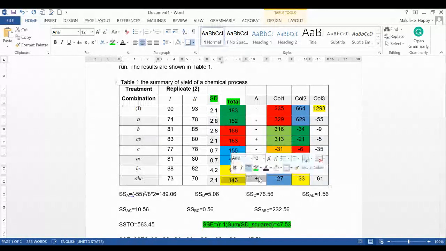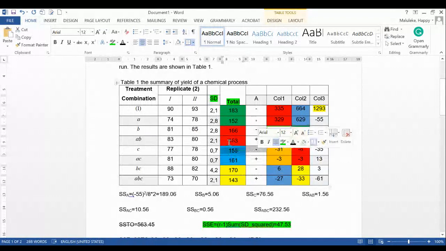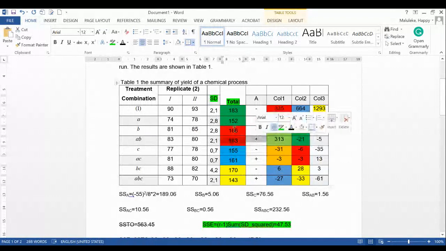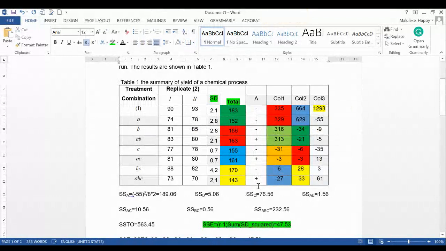You start from the bottom. 143 minus 170 plus 161 minus 155 plus 163 minus 166 plus 153 minus 183. What are you getting, guys? Let's find the sum of A using the signs. Are we getting negative 55? Yes. What are you getting, guys?